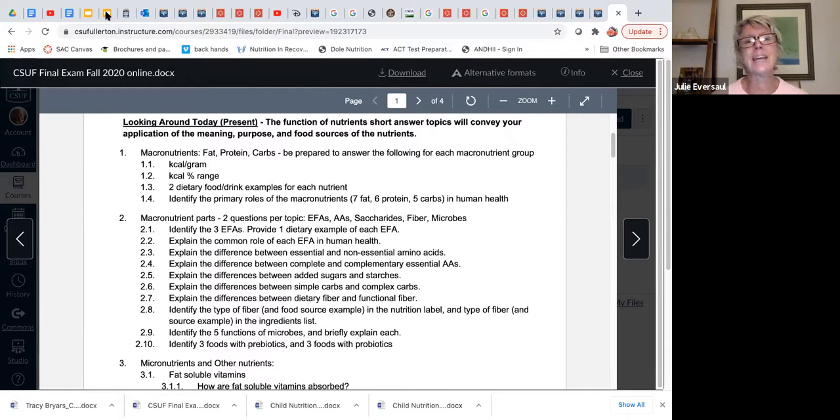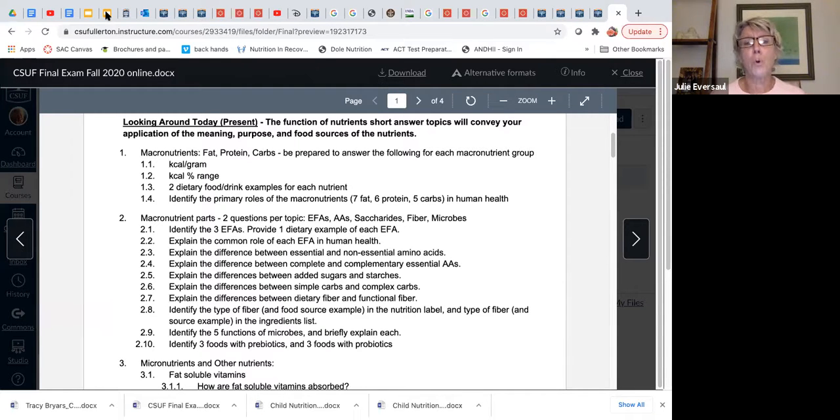Okay, so you want to identify what are the 3 essential fatty acids and provide a dietary example of each. I want you to get where we get these nutrients from, because I don't want you going through life saying, oh, I got to eat more MUFAs. Seriously? No, you want to eat the foods that are rich in the MUFAs, because that's what we're shopping for. That's what we build in our meal.